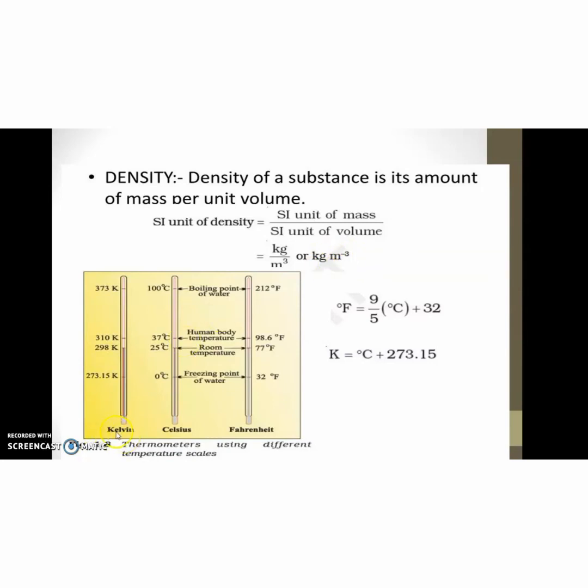Thermometers usually measure in three different scales: Kelvin scale, Celsius scale and Fahrenheit scale. We know how to convert Kelvin to degree Celsius. Kelvin can be converted into degree Celsius by subtracting 273.15, and degree Celsius can be converted to Kelvin by adding 273.15. Another scale is the Fahrenheit scale. We can convert it into degree Celsius by 9 by 5 degree Celsius plus 32.